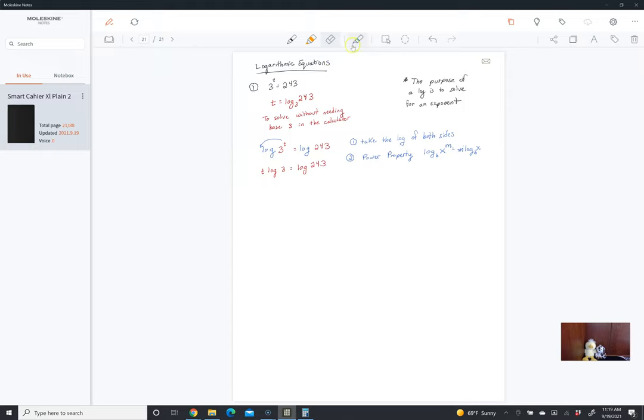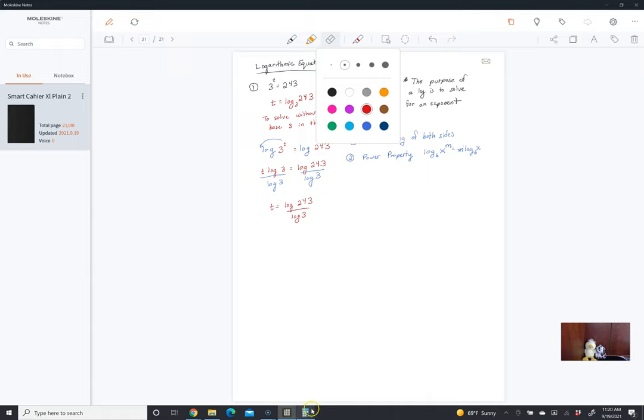Okay, so the next thing that we can do is solve for t. So solving for t is just isolating our variable. We can divide both sides by log of 3. So that means t is equal to log of 243 over log of 3.